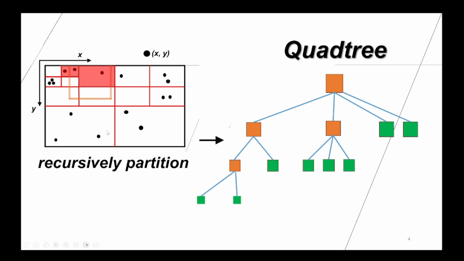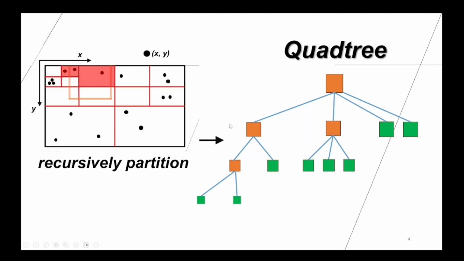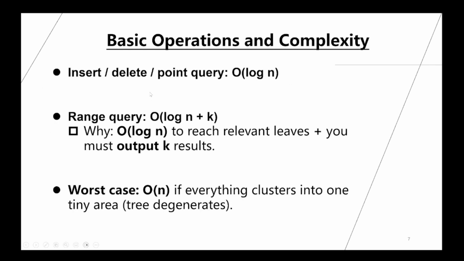So when I want to search for objects within this region, I start from the root and descend to the leaves that intersect with this region, and then read the objects stored in these leaves, which are exactly the points in this 2D space. So the efficiency lies in the fact that we can completely ignore large parts of the space that are irrelevant to our query. We can skip these areas that are irrelevant to our query area. Especially when the points are evenly distributed, this becomes very efficient in both time and space.